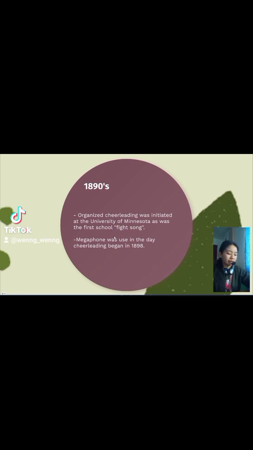And this is also where the megaphone began, the equipment they used for music and cheer. They used the megaphone in cheerleading. The megaphone began in 1898.